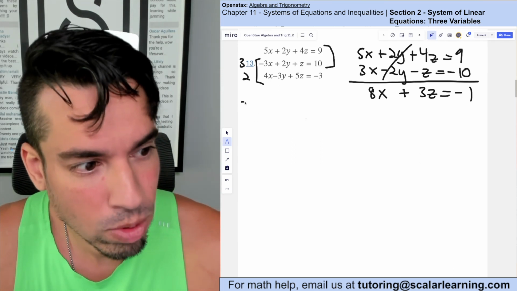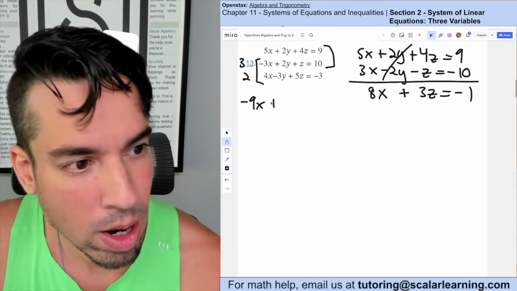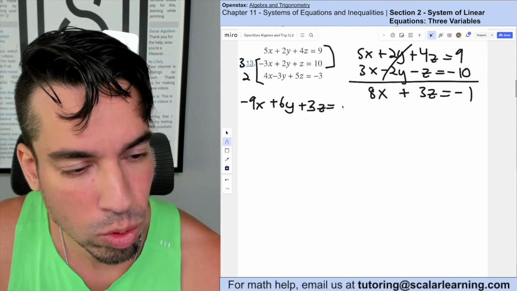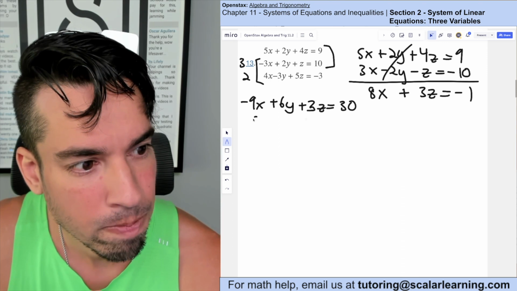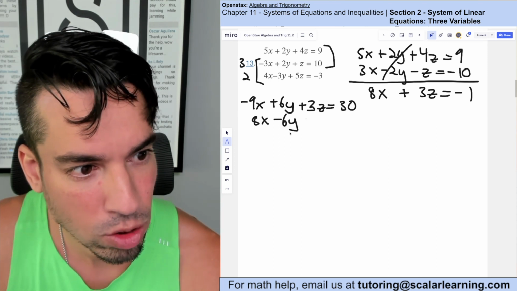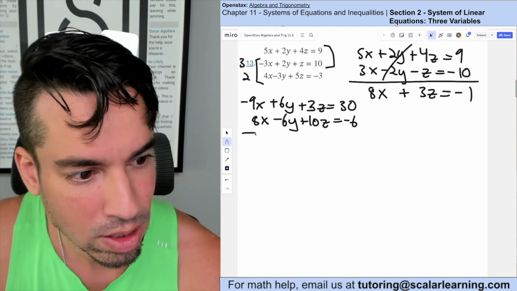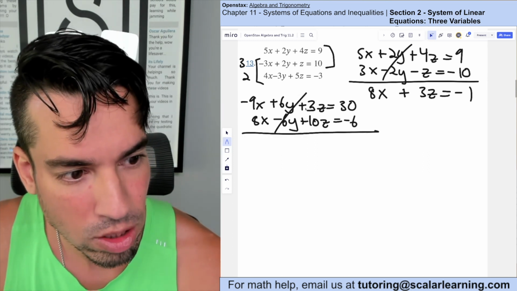3 times negative 3x is negative 9x. 3 times 2y is 6y. 3 times z is 3z equal to 3 times 10, which is 30. Down here, we have 8x minus 6y plus 10z is equal to negative 6. All right, as we add these together, these are going to cancel out.